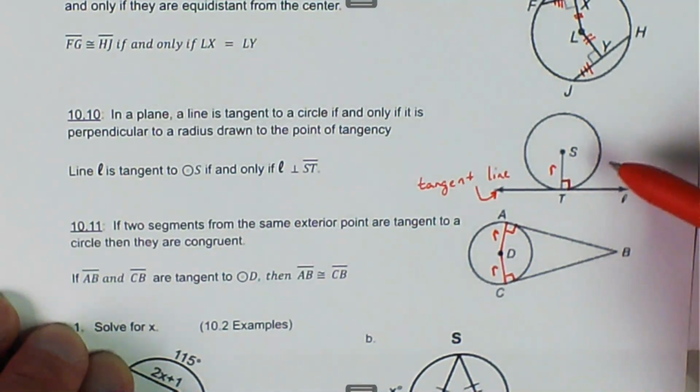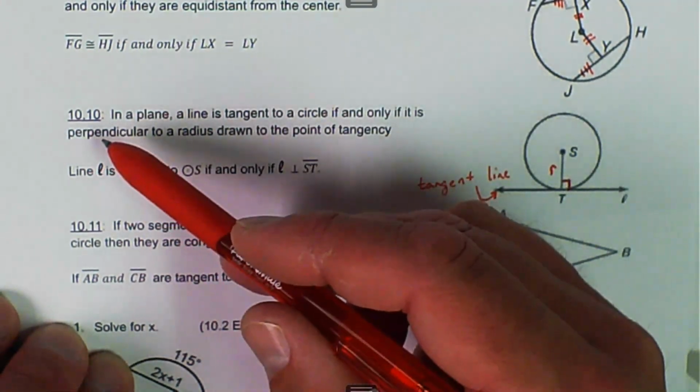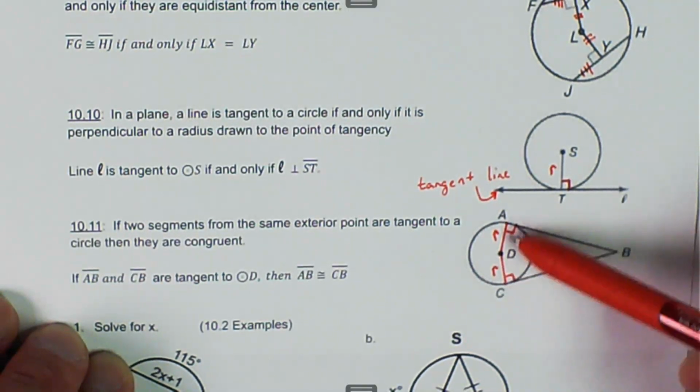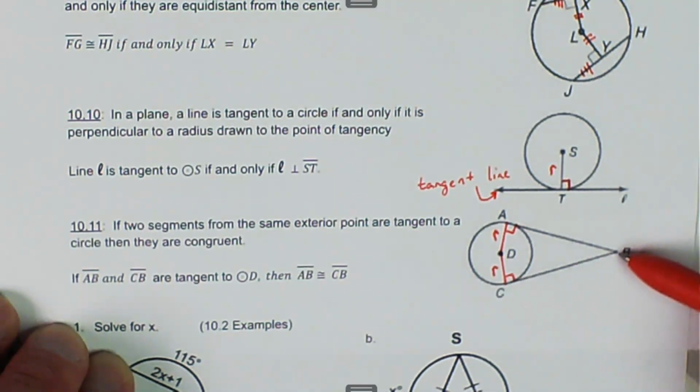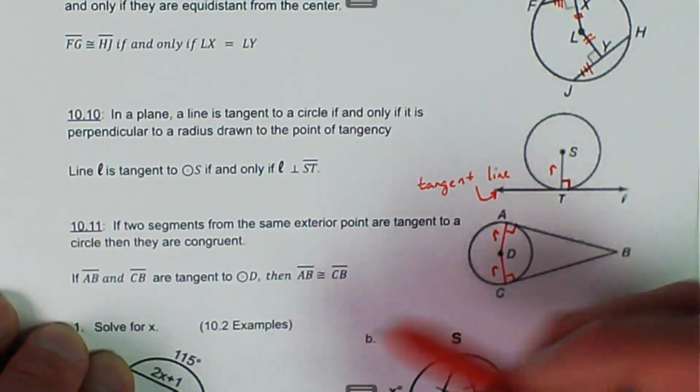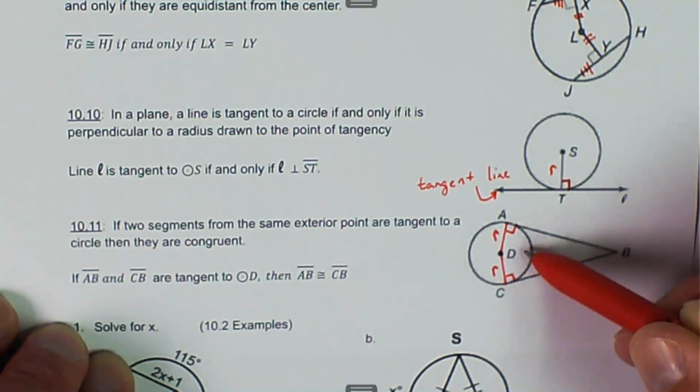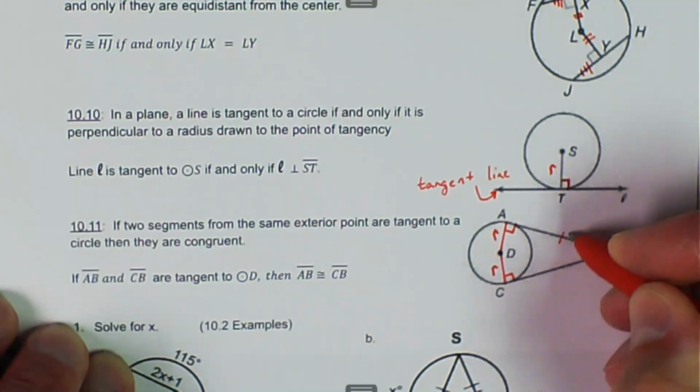So this is just a little extended version of 10.10. Now we just say that if there's two tangent lines that connect at the same point, which in this case they connect at point B, then the only way that AB and CB are both tangent to the circle is if they are congruent.